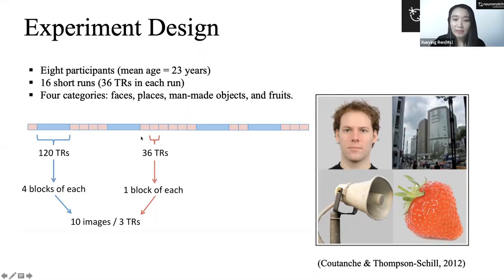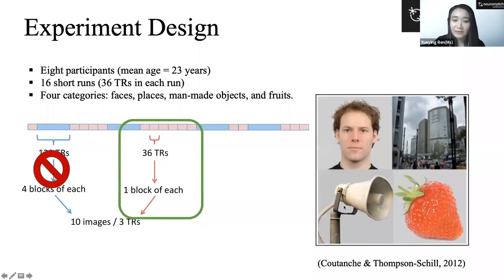There were 8 participants, and they completed the fMRI scan as they viewed 4 different categories. We can see from this figure that the 4 categories are faces, places, man-made objects, and fruits. Only the data from the 16 short runs were analyzed in our study. Each short run has 36 TRs and has 1 block of each category presented in a random order, and each block has 10 trials. For more information about this experiment design or about the data of long runs, please refer back to their paper.